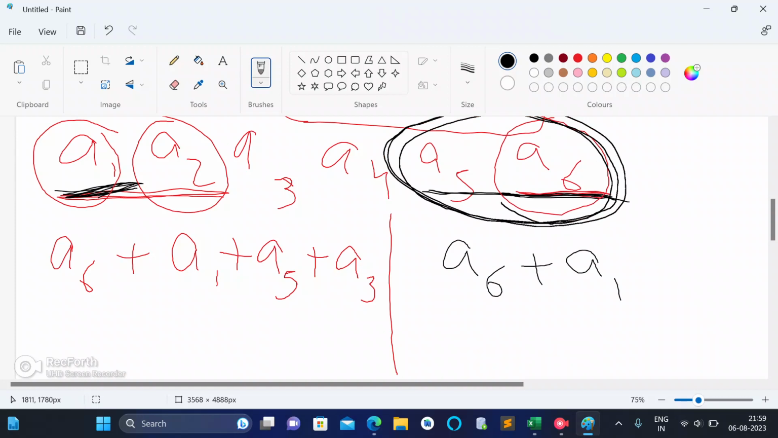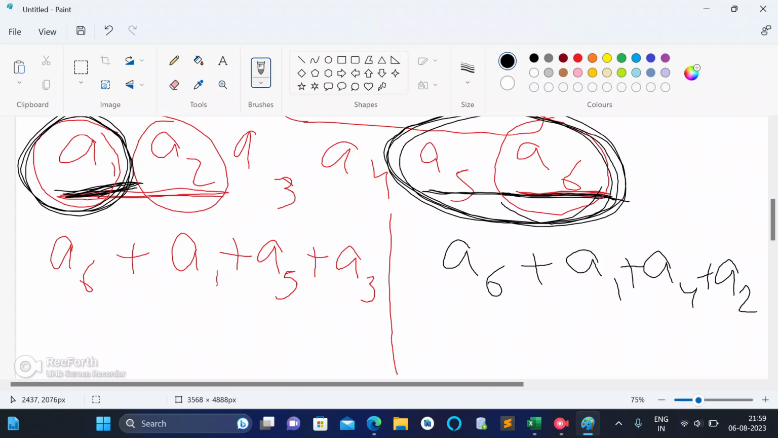In the second scenario, I already gave A6, A5, and I also gave A1. Now I want to give my second friend two values, so I decided to give him A4 and A2. Again, I am repeating: in the second scenario, the rightmost side I am writing with black, and the leftmost side I am writing with red.